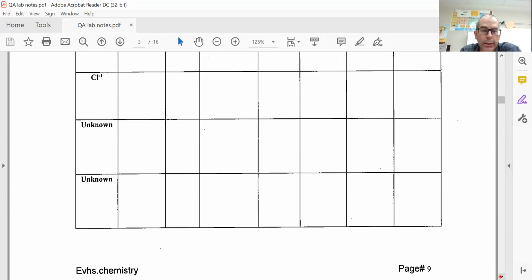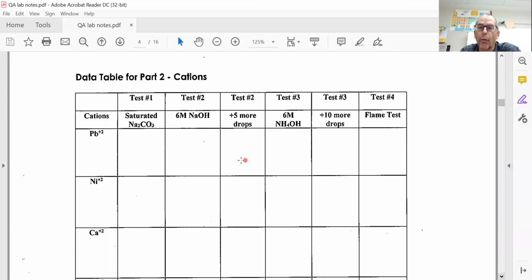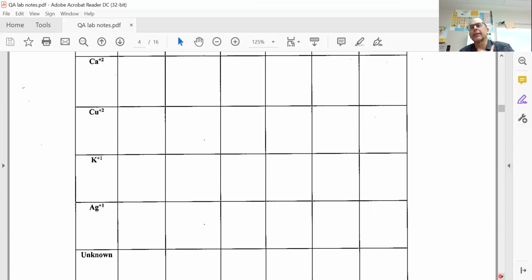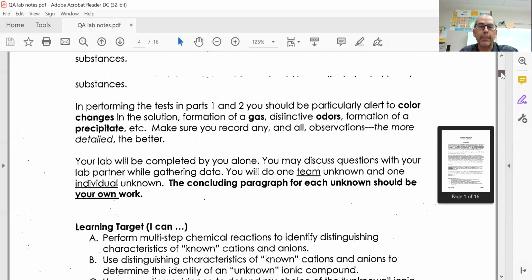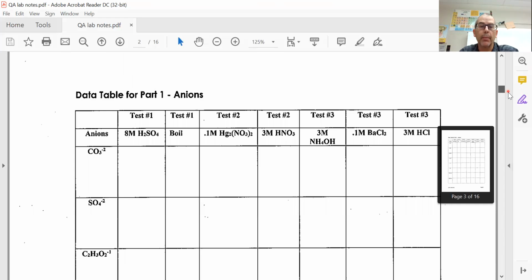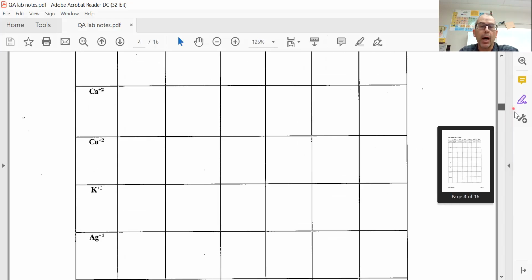Okay, it works the same way with positive ions. There are 4 tests for the positive ions, but they don't have so many parts to them. So these ones actually go a little bit quicker, and you've got lead, nickel, calcium, and it'll go on down through here. So read through this. That's, again, a very brief overview of what you're going to be doing, but read the packet and get a pretty good understanding of what we're going to be accomplishing right there.